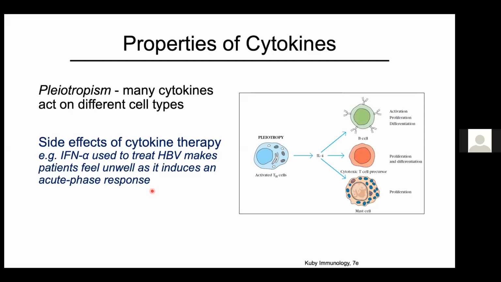We can take advantage of that to try and treat hepatitis B, but the same interferon alpha will produce other effects in the patient, which will make the patient feel sicker, what we call the acute phase response, because they'll produce a sort of inflammatory response. So the same molecule that you're giving for treatment will also make the patient have other symptoms that may make them feel unwell, because there's more than one target cell.